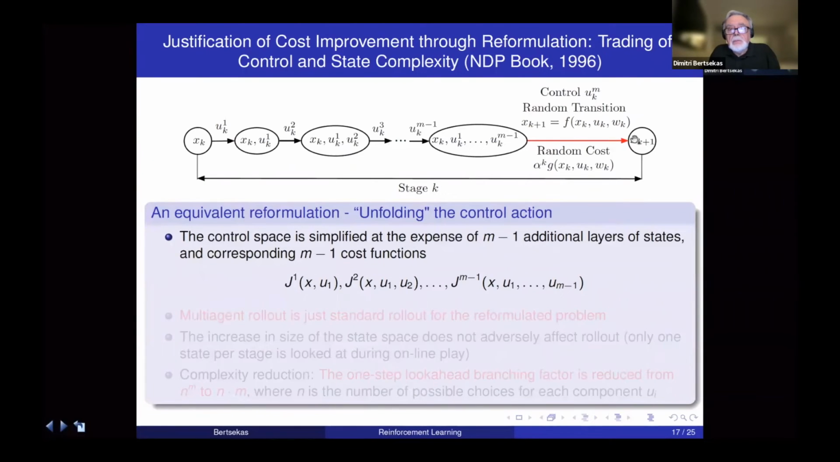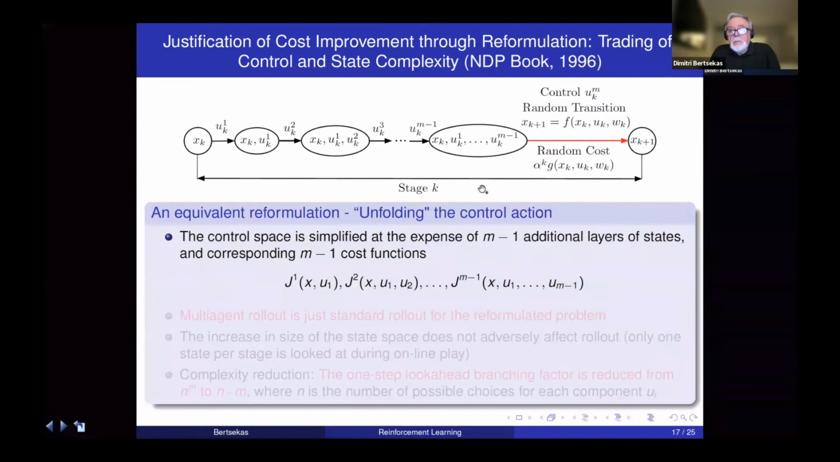The policies for this problem, the reformulated problem, can be represented also as policies of the original problem. You take a policy here that's a function of the current state. Let's say this one is a function of the state xk and uk1. uk1 is given by some policy, so altogether u2 is also given by a policy. So you're not gaining any new policies in the reformulated problem. And for every policy of the reformulated problem, there's a corresponding one of the standard problem with the same cost function. Therefore, the two problems are equivalent from the point of view of optimal policies and optimal cost.